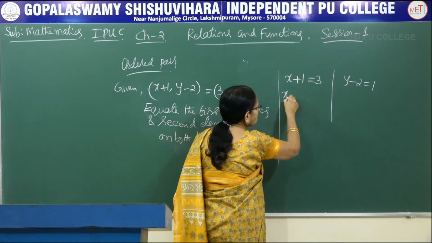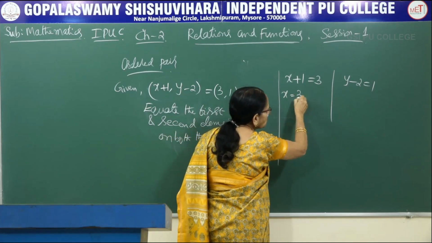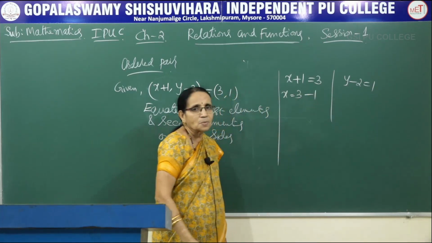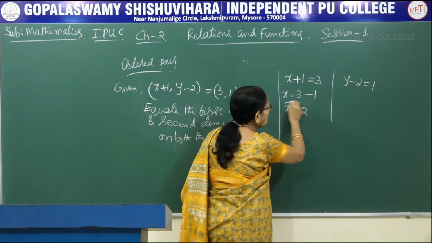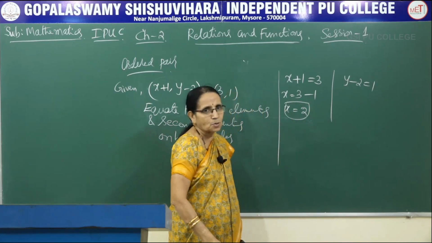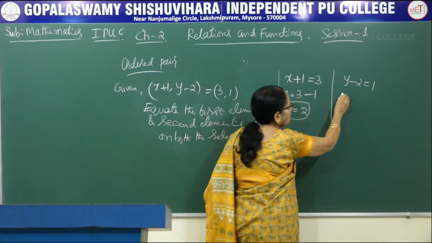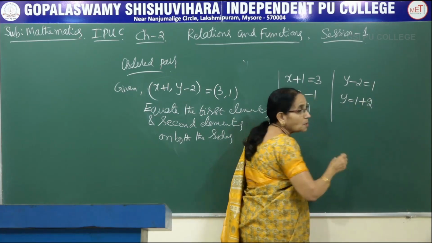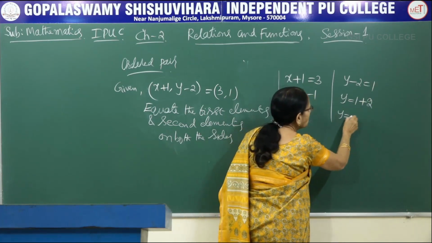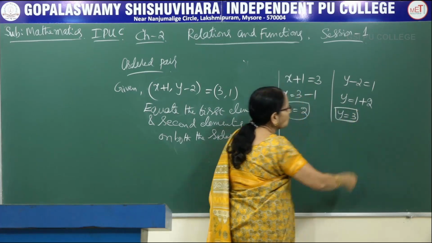Now here x can be written as 1. When you take it to the right hand side, you know that it becomes a negative number. So it becomes 3 minus 1. Therefore x would be equal to plus 2, 3 minus 1. Similarly, on shifting minus 2 to the right hand side, it becomes plus 2. Therefore, y would be equal to 3. That is 1 plus 2, 3.